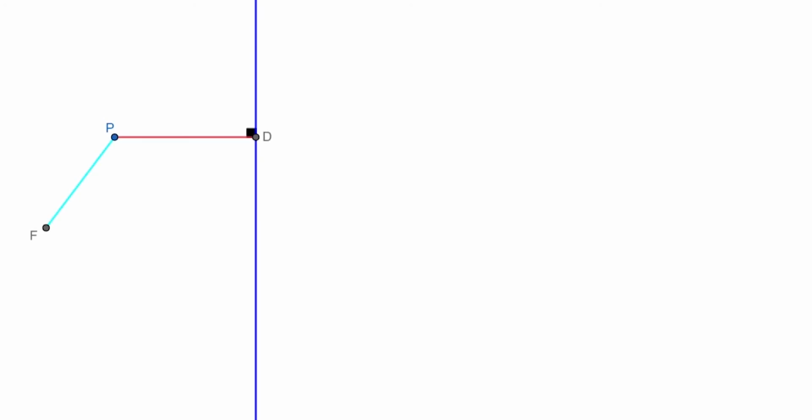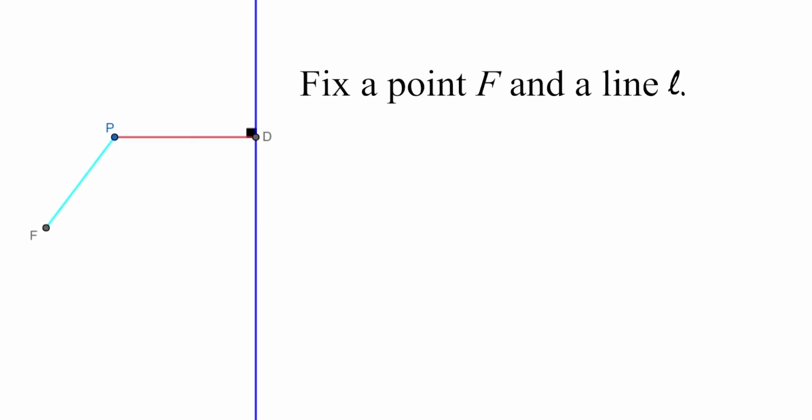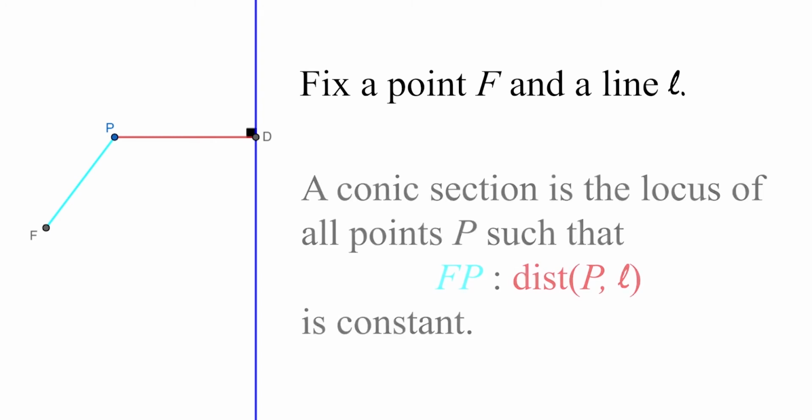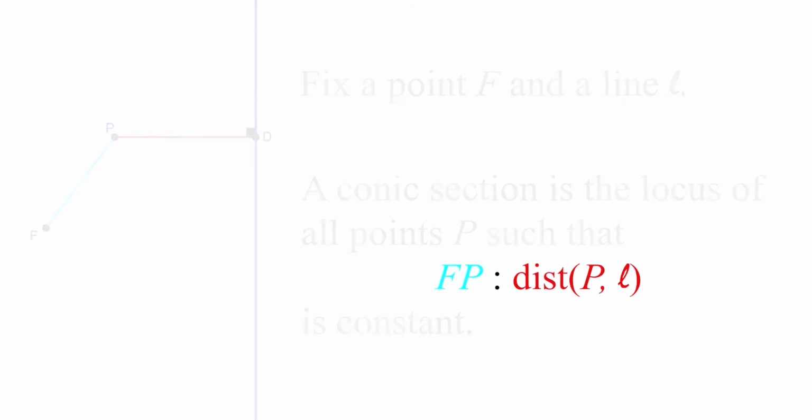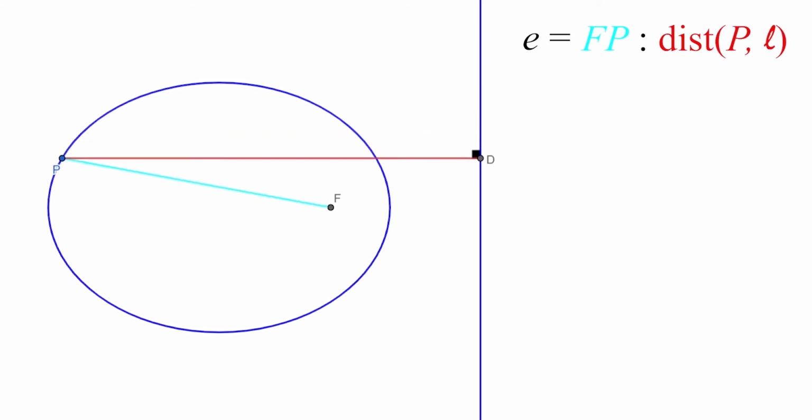However, there is an alternative definition of a conic section. Fixing a point F and a line L, a conic section is just the locus of all points P, such that the ratio between the distance from P to F and to L is constant. Let's denote this ratio by E.